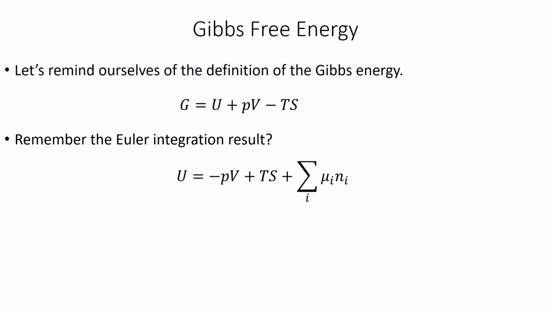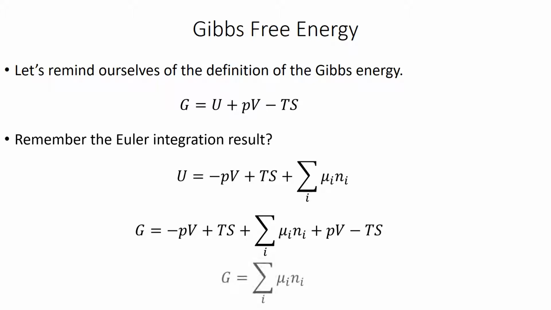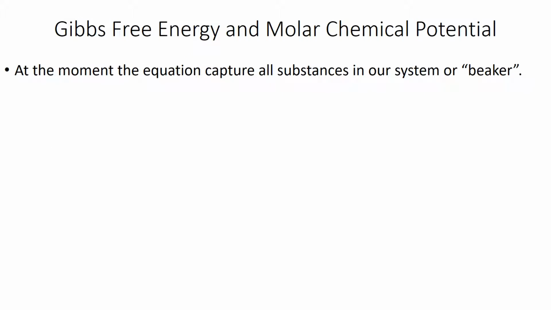There it is. And what we're going to do is just a simple substitution. We're going to substitute U into the equation for G. There it is. G is the same as it is, but we've just put in U with the definition of U. And once you've done that, by very simple cancellation of the PV and TS terms, what we are left with is that the Gibbs free energy is equal to the summation of the chemical potential times the molar quantities. Very simple derivation. So let's take a step back.